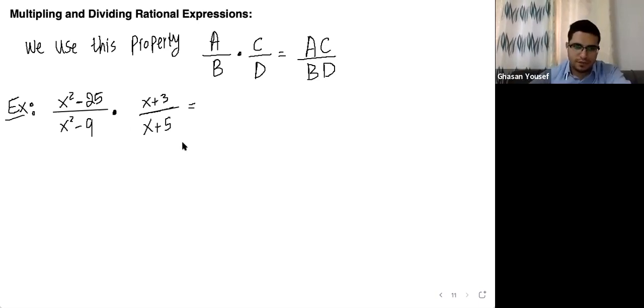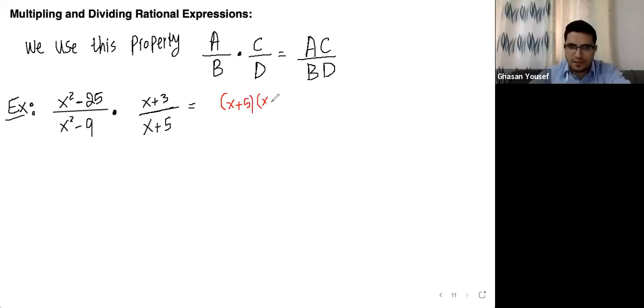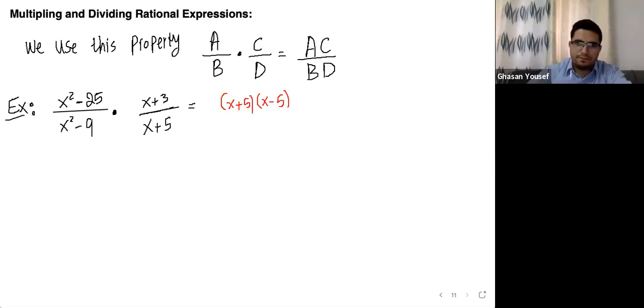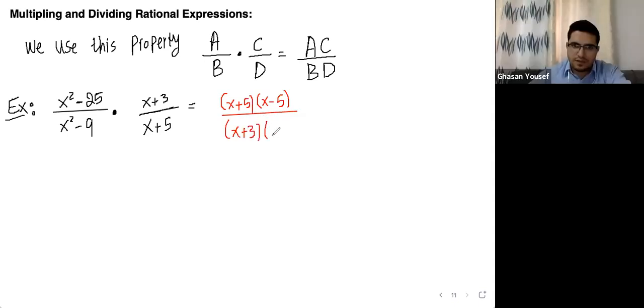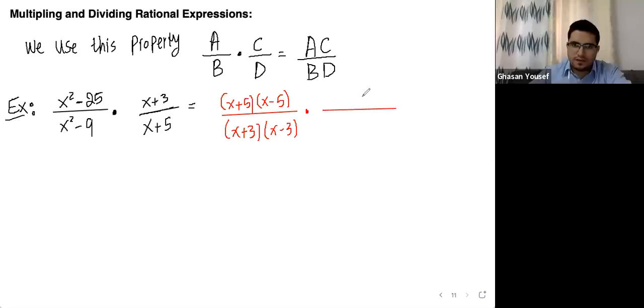Yeah, go ahead. So for the first part, it's going to be x plus 5 times x minus 5. Yes, exactly. x plus 5 times x minus 5 over x plus 3 times x minus 3. Yes, this is correct. And that's multiplying x plus 3 over x plus 5.